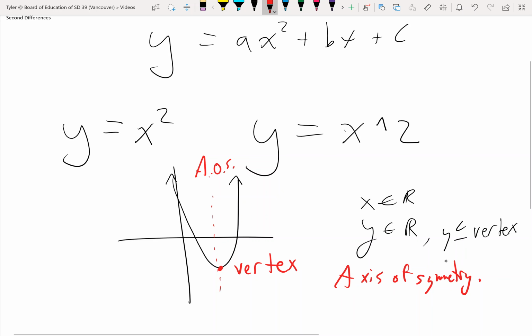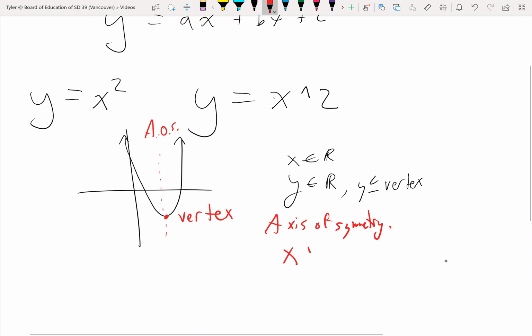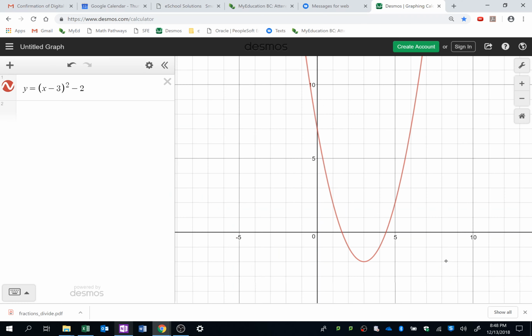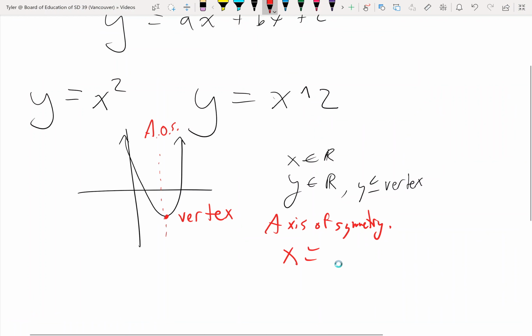This is actually an equation. It's x is equal to whatever. So in our case, if we flip back over to that graph, this was at 3. This is the x value 3. So this would be x equals 3. 3, okay, is the line that goes up and down and bisects the parabola.